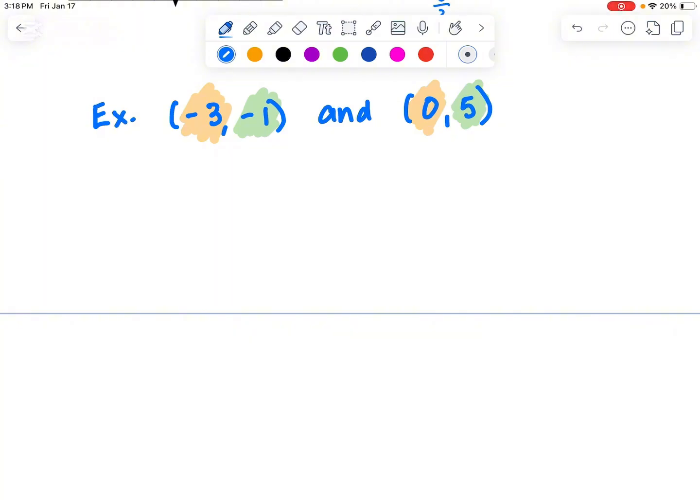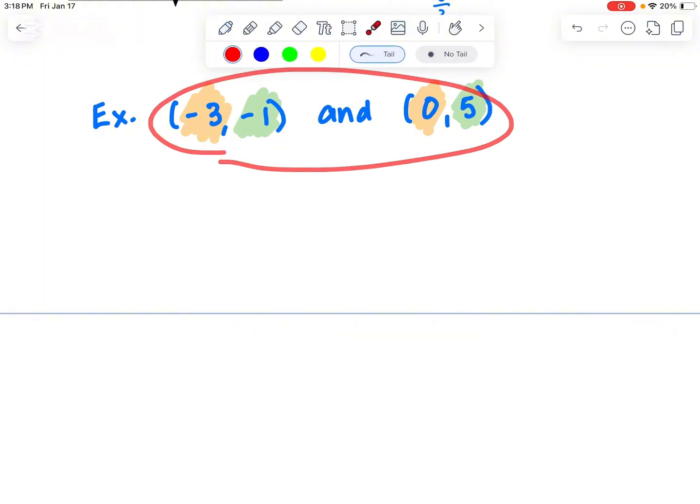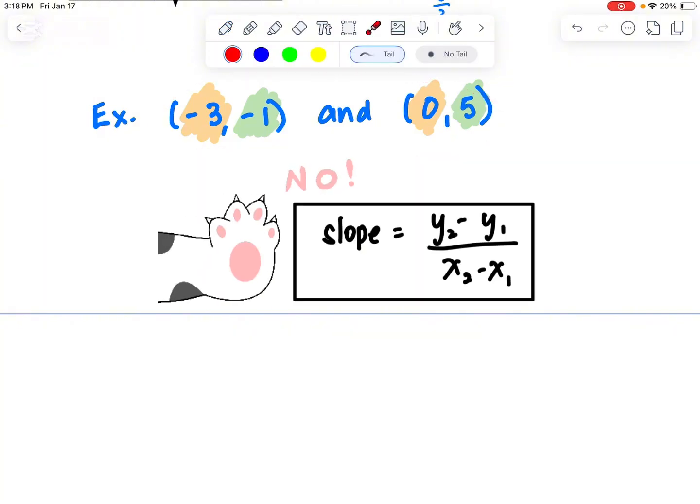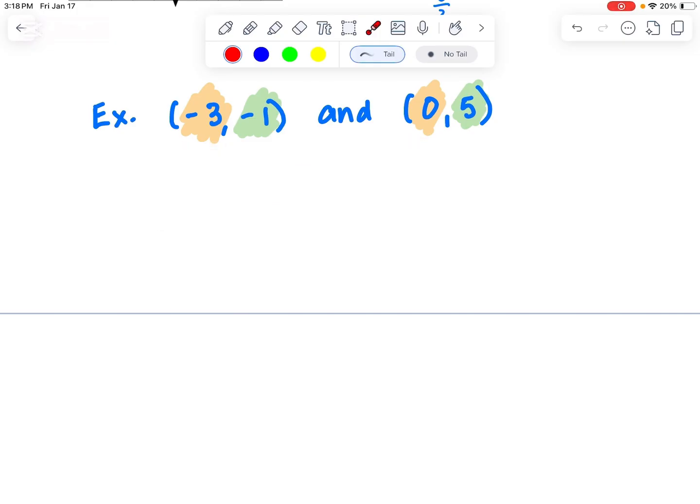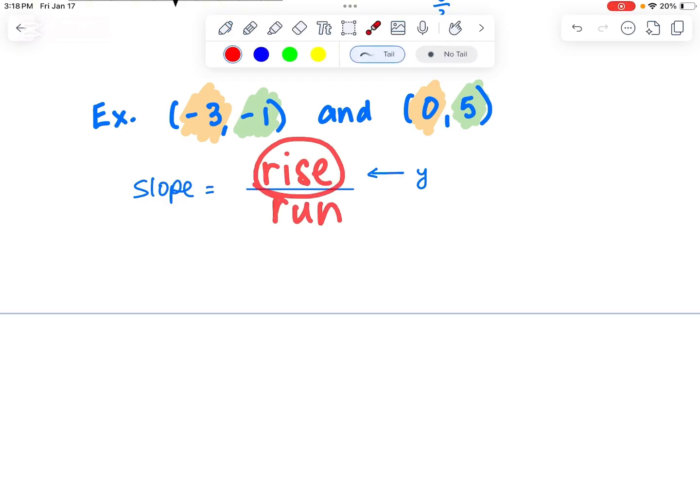Now, if you're the kind of person who sees patterns really easily and doesn't necessarily love formulas, this is for you. I've highlighted the x-coordinates in orange and the y-coordinates in green. When you're trying to find your slope, we just have to remember that we deal with the y's on the top. Now, my memory tool for that is rise over run is our slope.